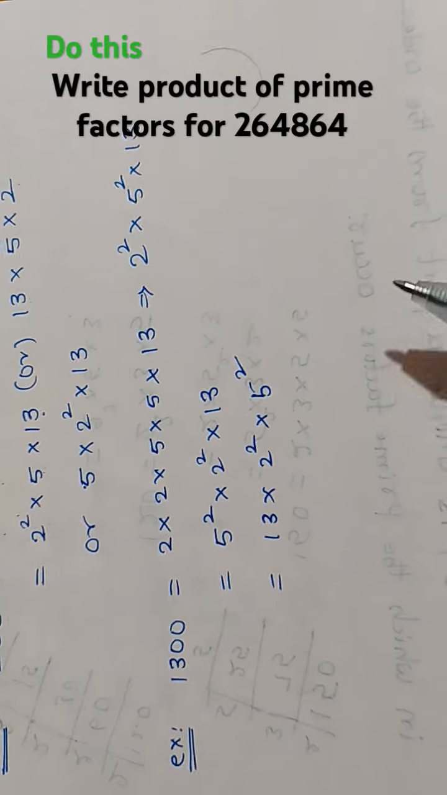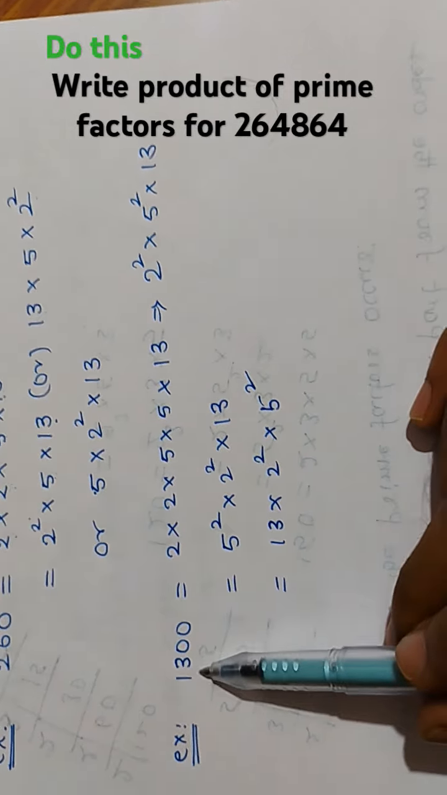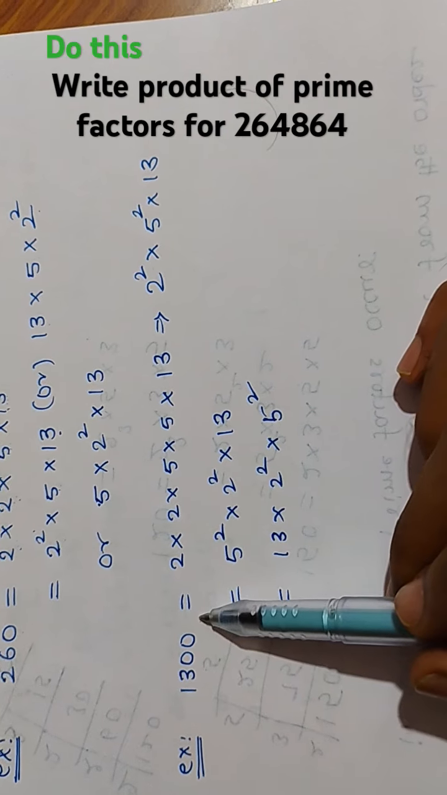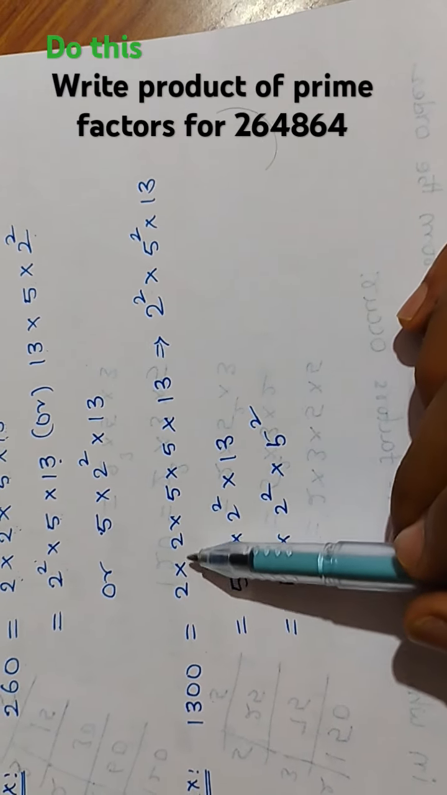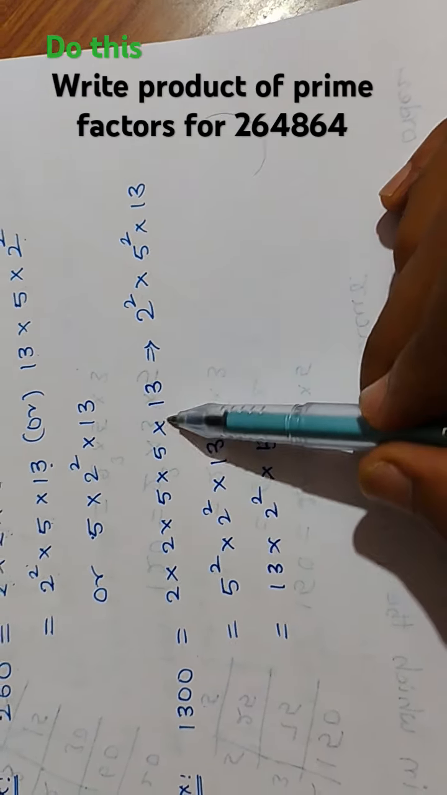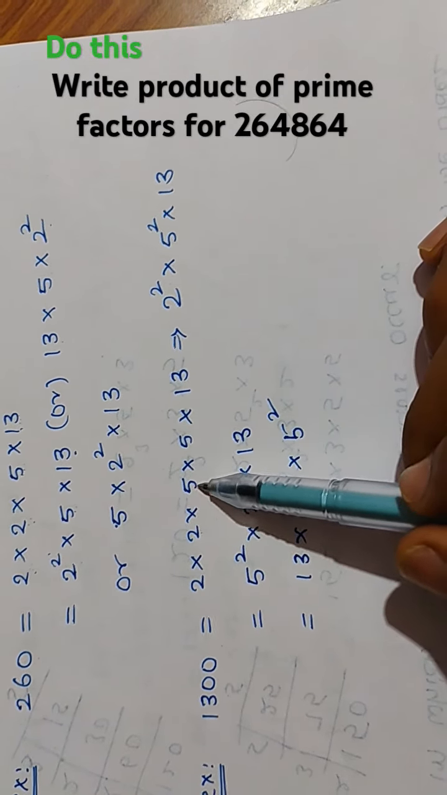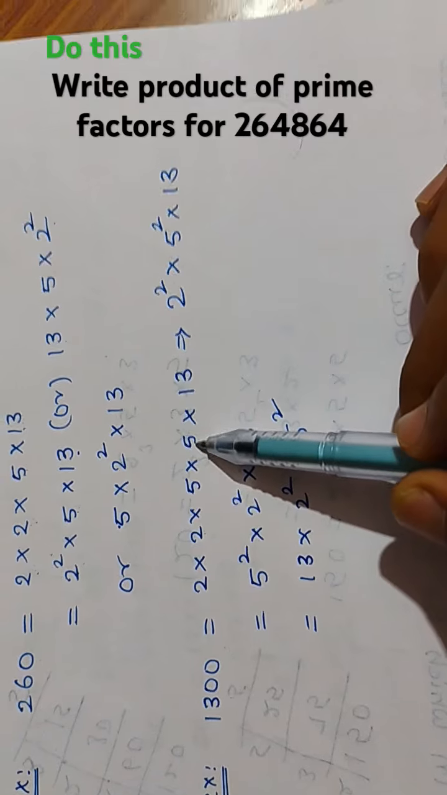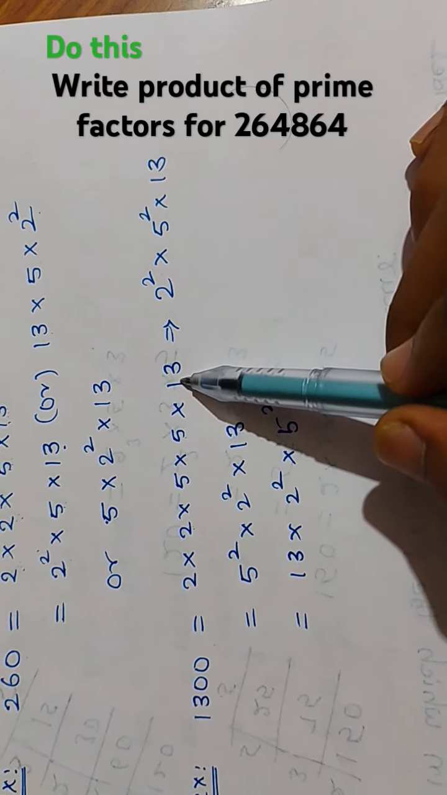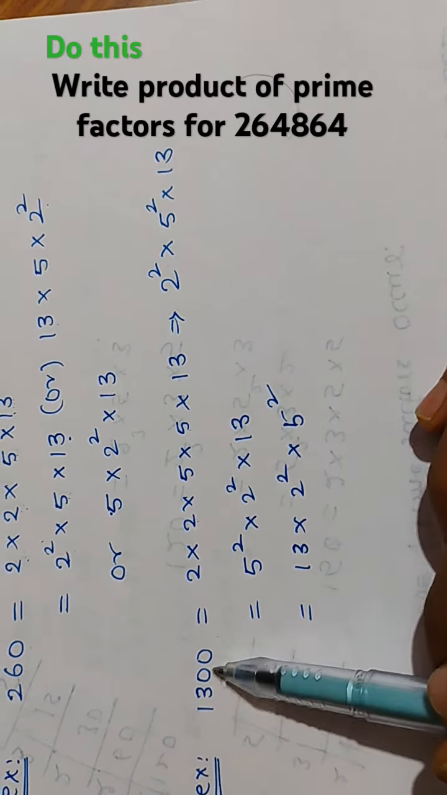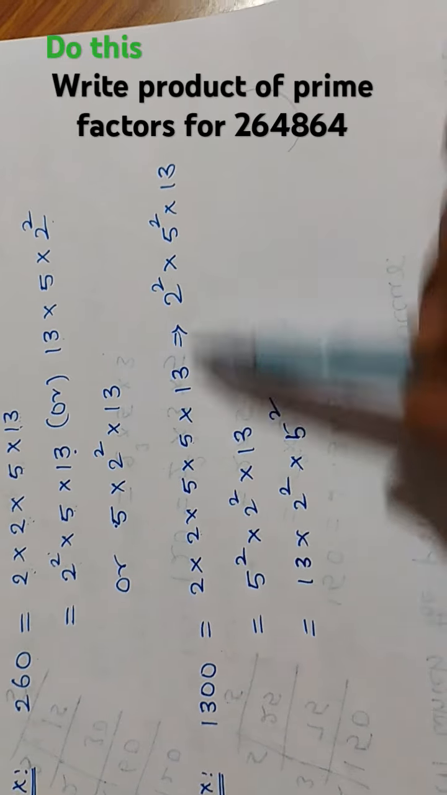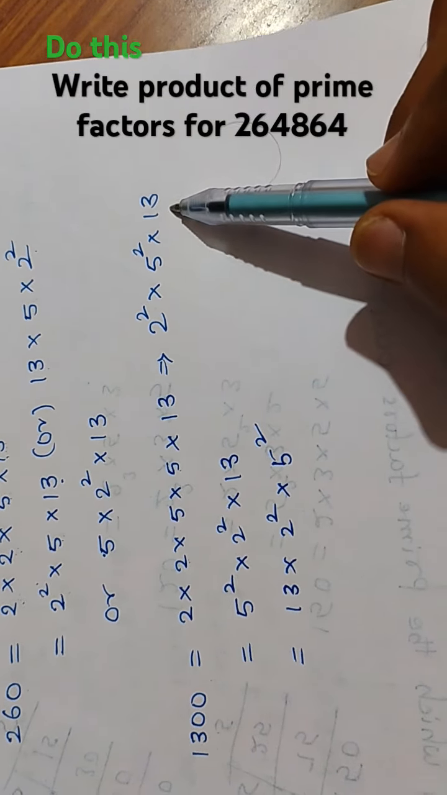For example, look at 1300. If you write its factorization, 2 into 2 into 5 into 5 into 13. 2 2s are 4, 4 5s are 20, 20 5s are 100, 100 into 13, you will get 1300. So you can also write this factorization as 2 square into 5 square into 13.